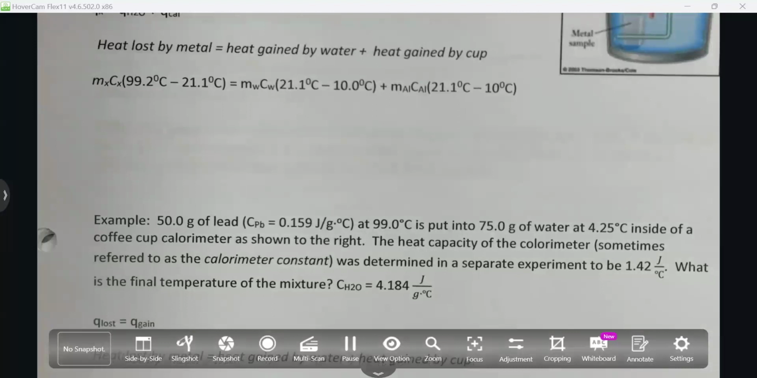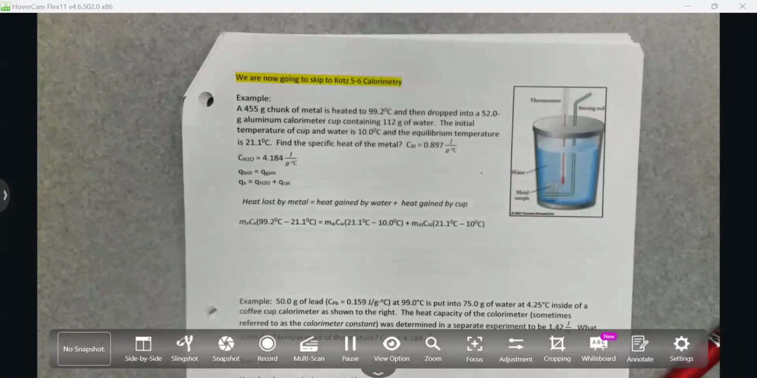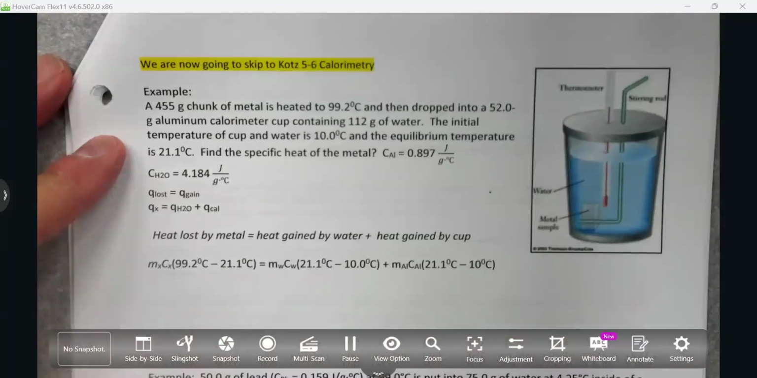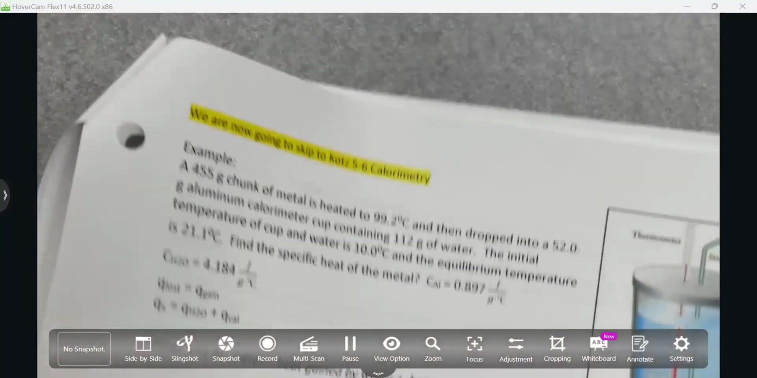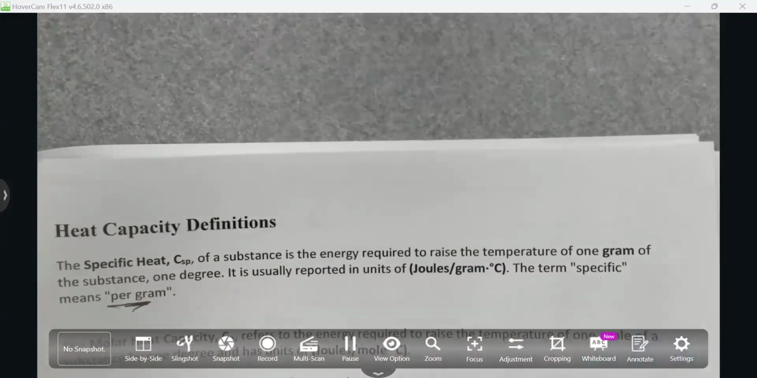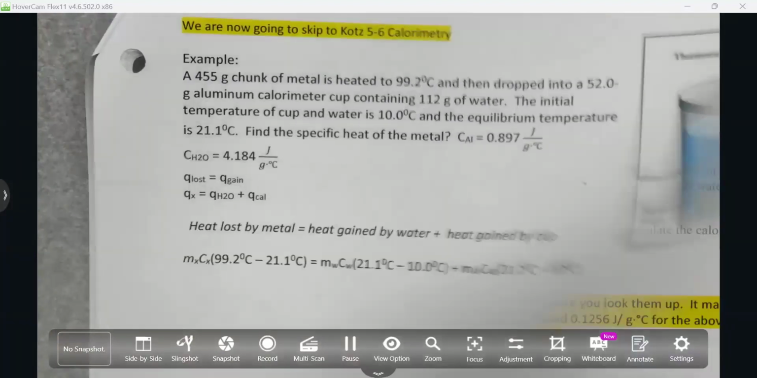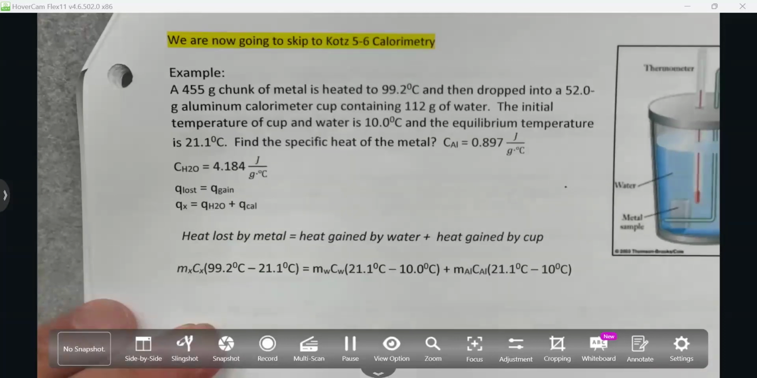Okay. So we'll do this one, then we'll have some more examples here again. We're going to skip to 5-6. The order of this makes no sense. I think we just did 5-2, specific heat. We're going to 5-6. It just makes so much more sense, you're talking about specific heat, we should go to 5-6 and then we're going to come back. Okay. So here's what we've got.